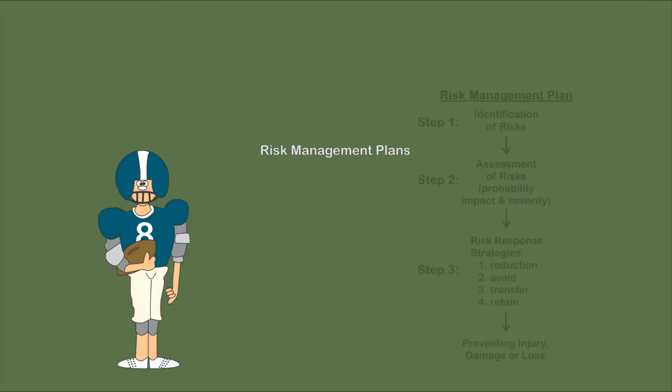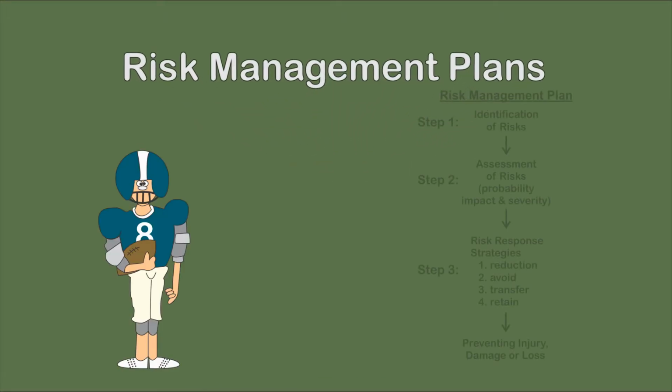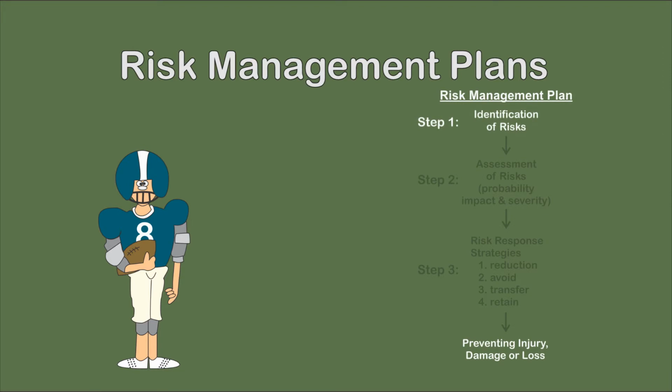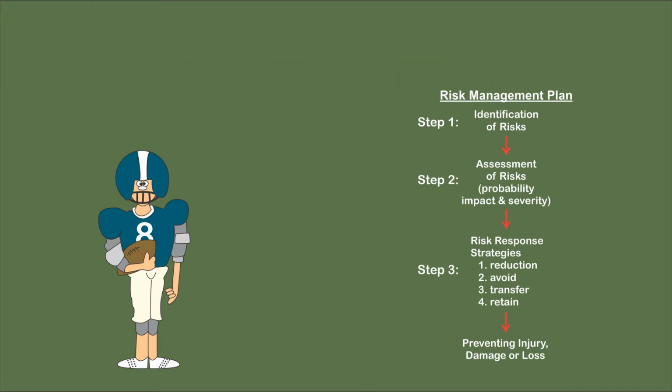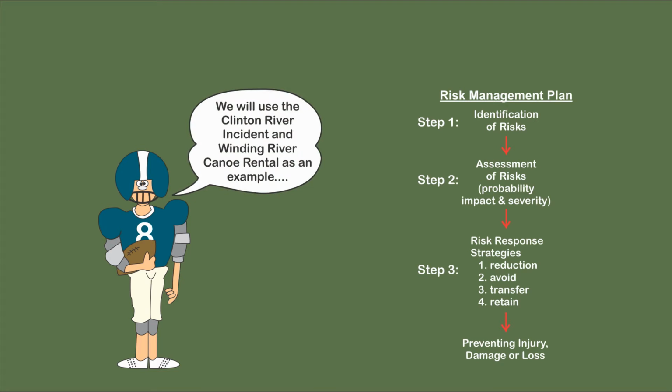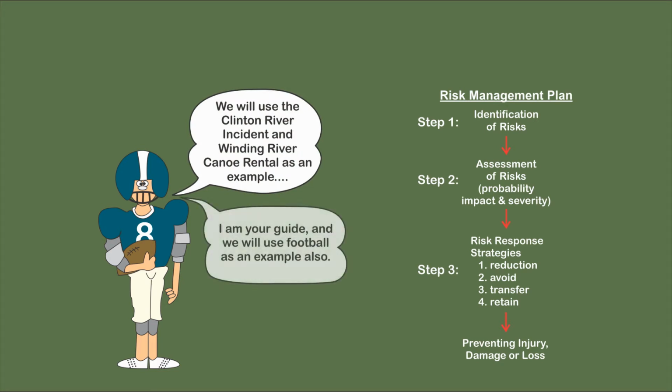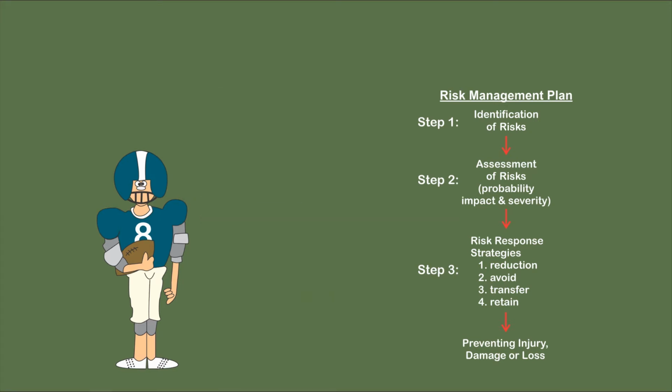The purpose of a risk management plan is to identify the potential risks to an organization, to rank them in terms of severity, and to take a risk management strategy that mitigates the risks. The Clinton River incident with Winding River Canoe Rental is used as an example. A football example is used to highlight the principles also.